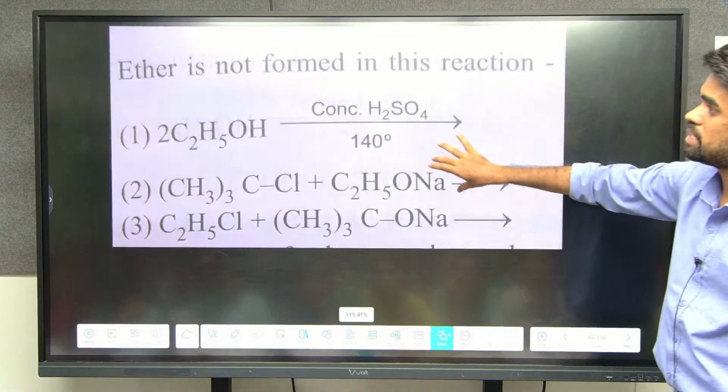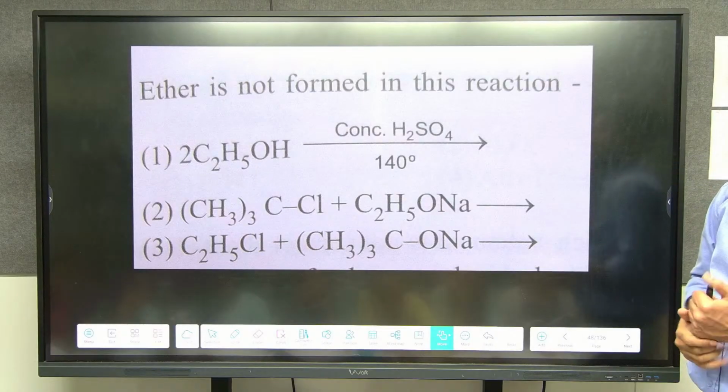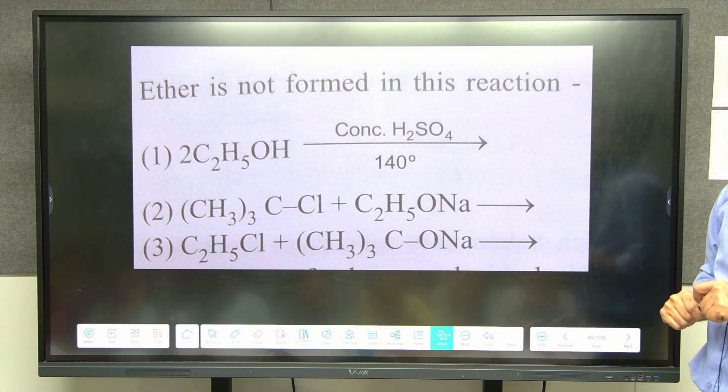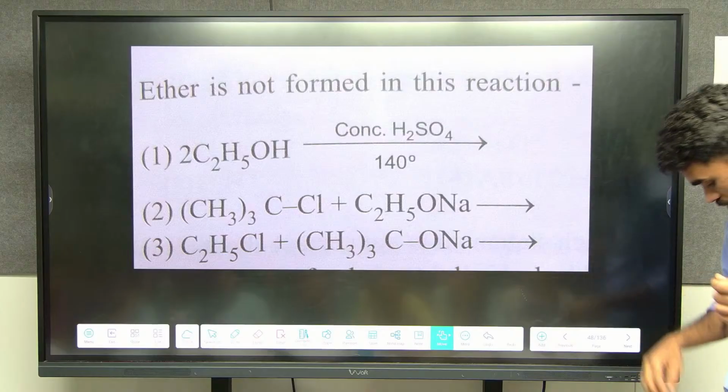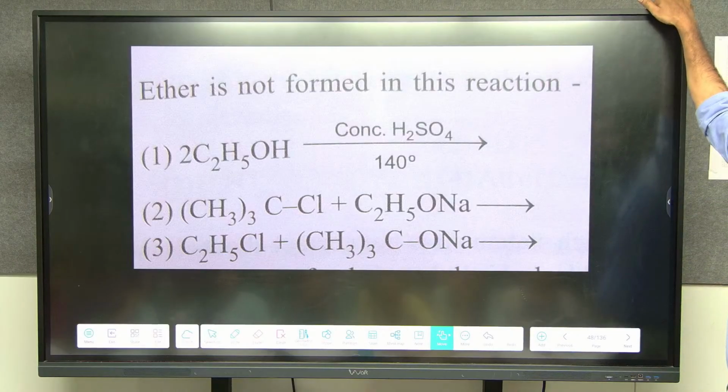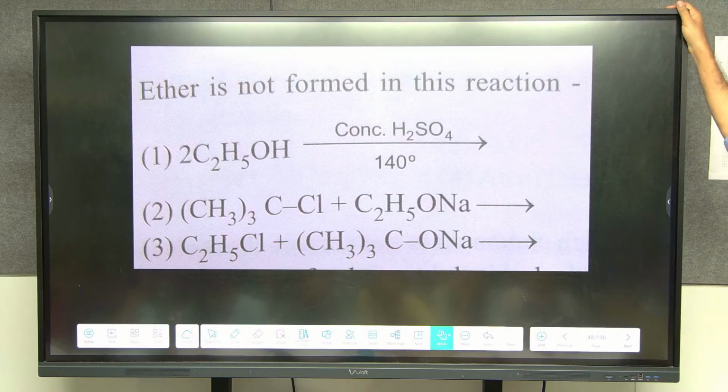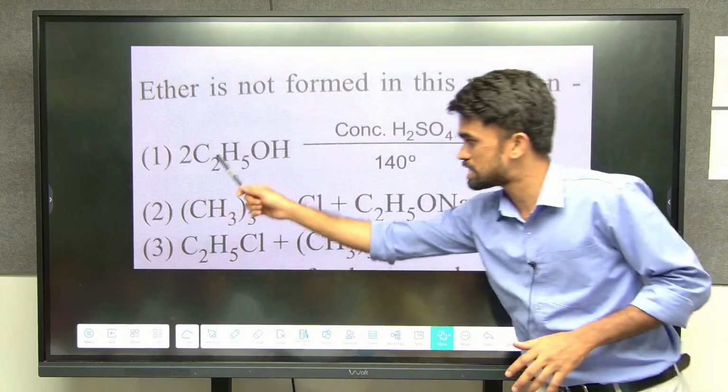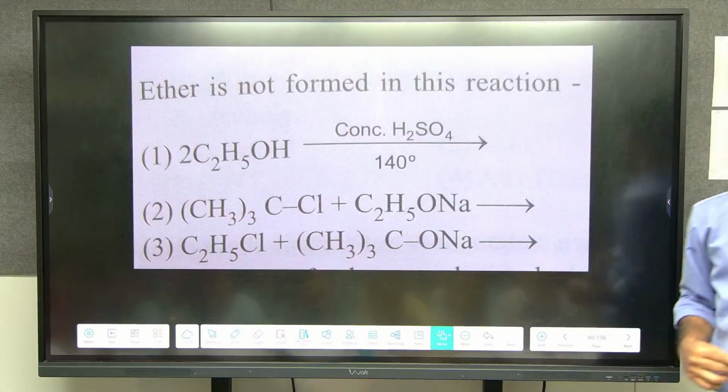Yeah. So now read this question once fast. Ethers are not formed in this reaction. In which reaction are ethers not formed? Tell me. First reaction you just leave. Between these two you tell me.